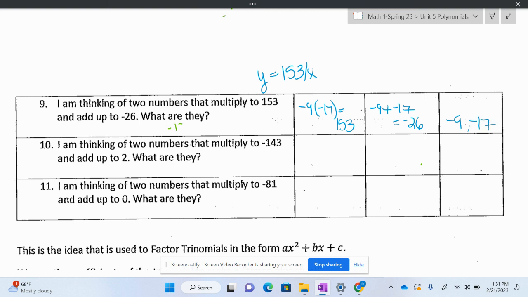I purposefully picked numbers that you don't see a lot, like multiples of 17 or 19 or 13, because those are hard to think about because they're prime numbers, right? So I'm trying to twist your brain a little bit.